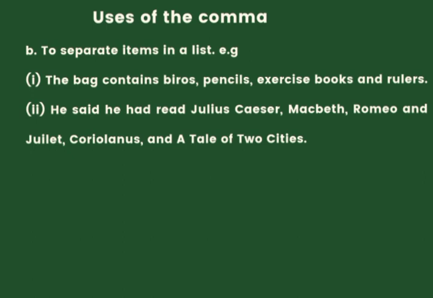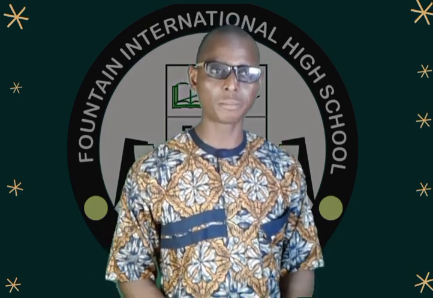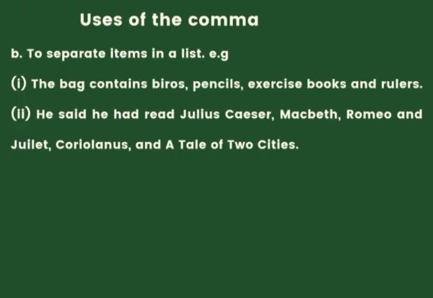Another one is that we use comma to separate items in a list. That is, when you have a long list of items and you want to highlight them one after the other, after the first item you put a comma, the second or the third, and then a usage of conjunction before the last one. So that is to use it to separate items in a list. For instance, look at this example. The bag contains biros, pencils, exercise books, and rulers.